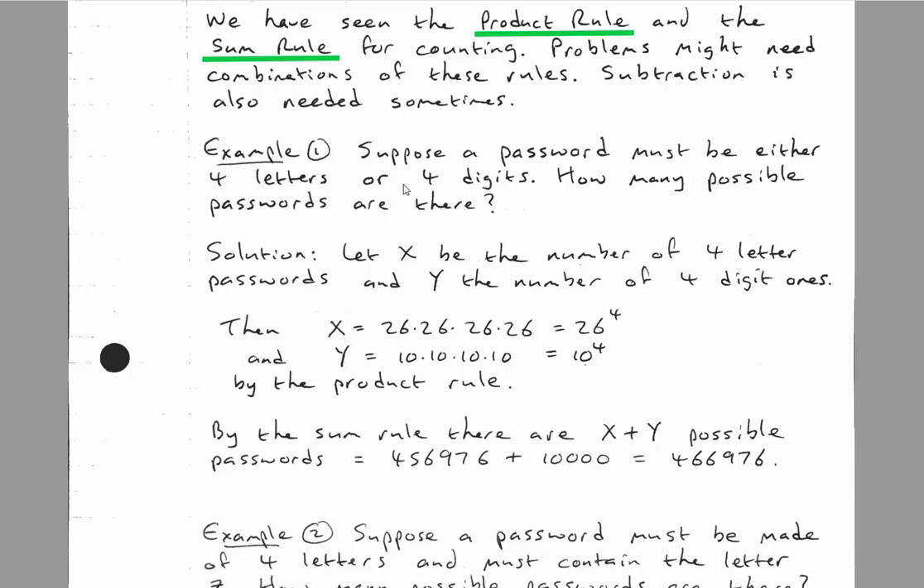Okay, so I hope that made sense. We're just adding the letter passwords to the number passwords to get the total. So this was a combination of the product rule, two product rules, and a sum rule.